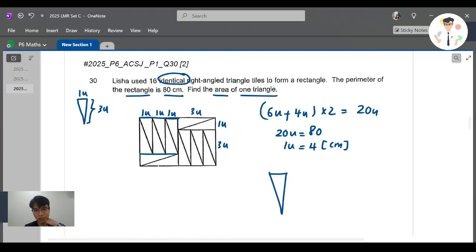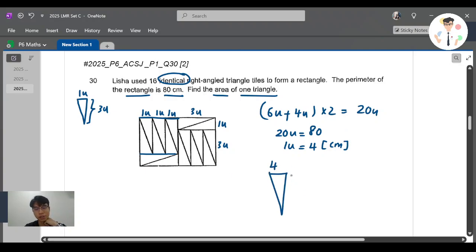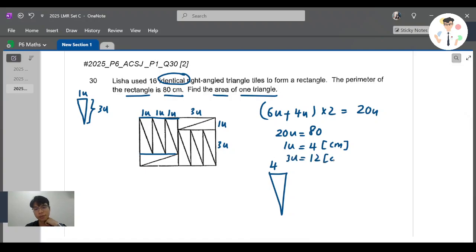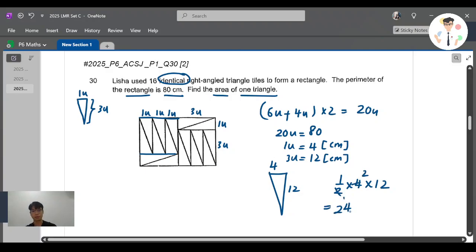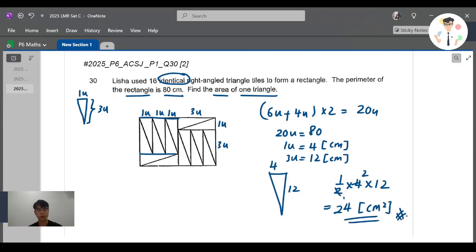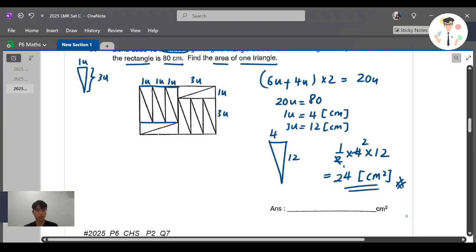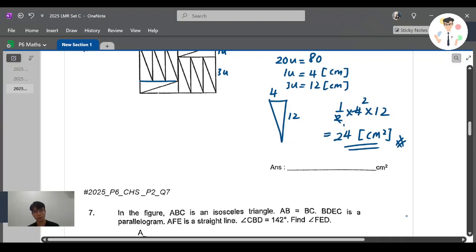So if this is a triangle, here is 4 cm. Here, 3 units, it will be 12 cm. So how to find the area of a triangle? Half times base times height. And the answer is 24 cm square. Okay, nothing tricky, but that is basically how this works. Just to remind you again, when it comes to questions like this, this is what you are supposed to do. Okay, so let's move on to the next question, and that will be from CHS paper 2, question 7.